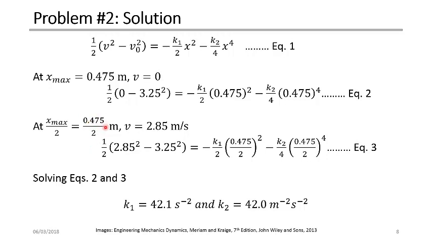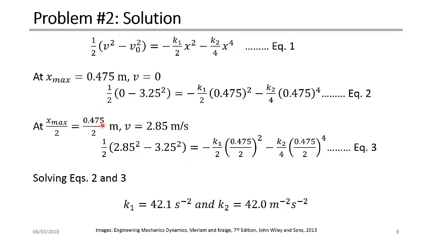at this displacement in meters, the velocity of the cart was given as 2.85 meter per second. So going back to equation number 1, let's substitute. The final velocity in the middle is 2.85, so 1/2 multiplied by 2.85 squared, minus the initial velocity, which is 3.25 squared, is equal to negative k1 divided by 2 multiplied by the displacement.